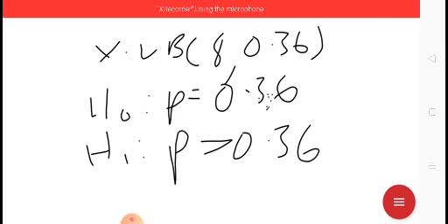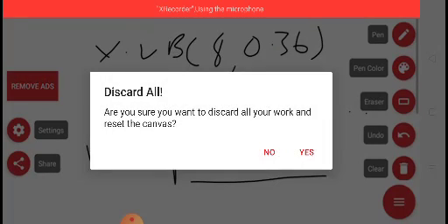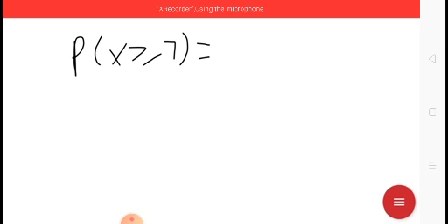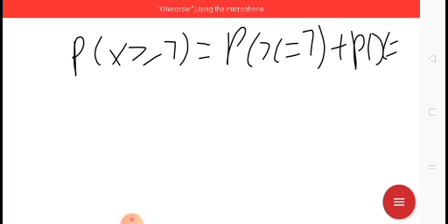Right. The question is asking you, you found 7 pass the first attempt, and you need to test the larger side, so you need to test the upper tail at 5% significant level. So now we proceed to test the upper tail. P(X larger equal to 7) will be P(X equal to 7) plus P(X equal to 8).